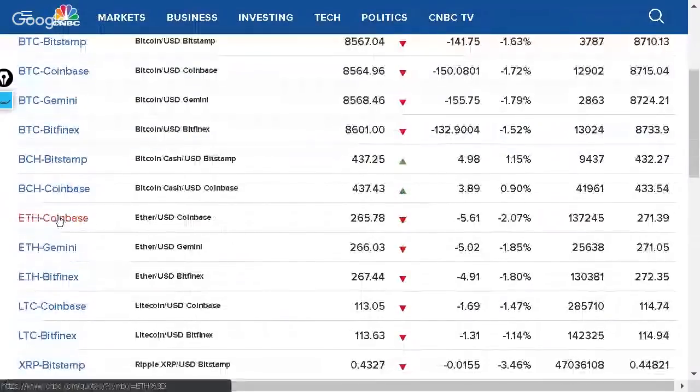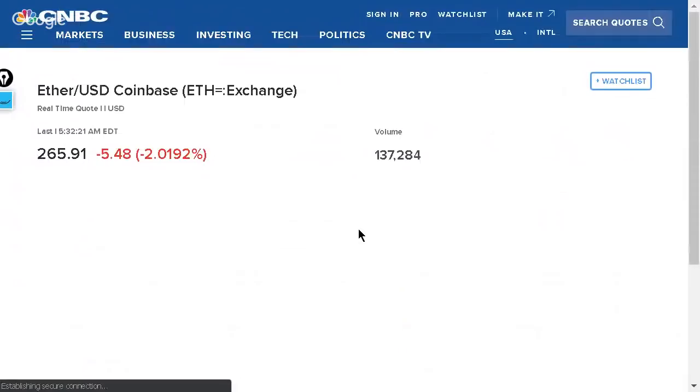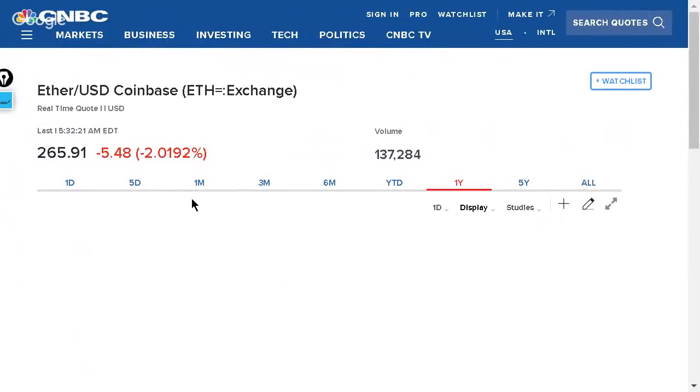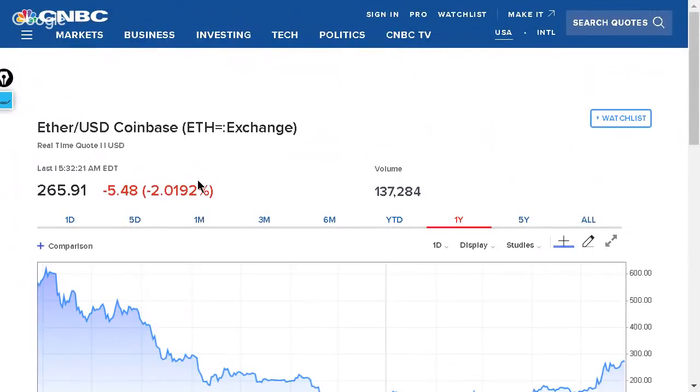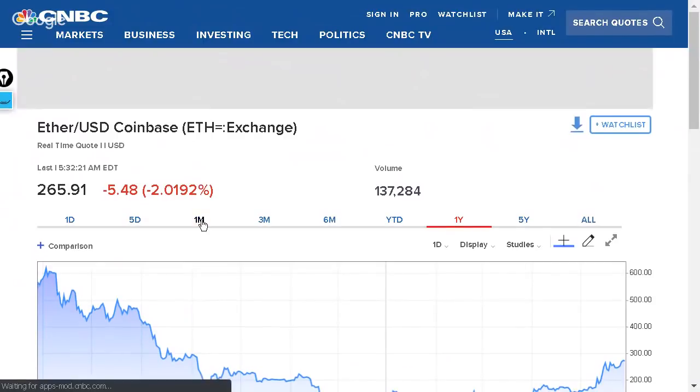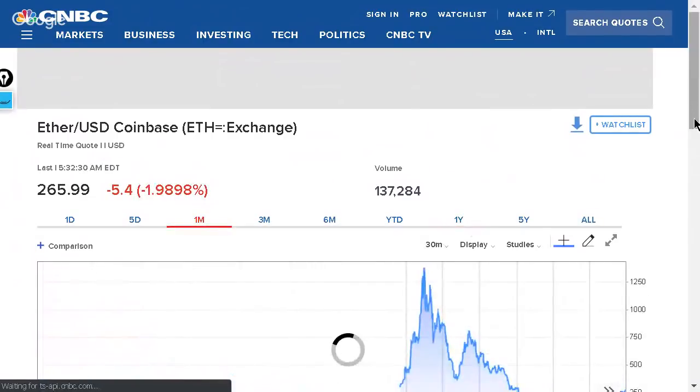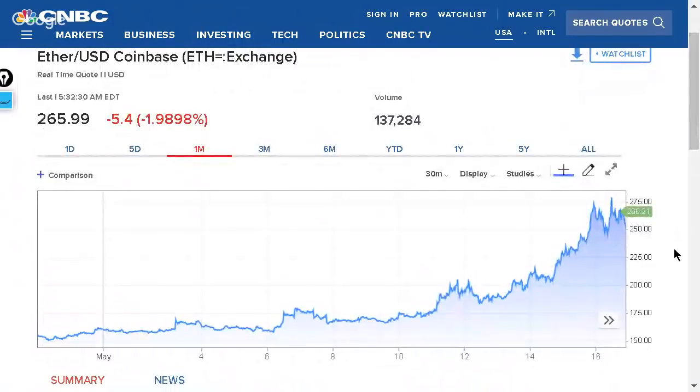Let's also look at Ethereum. We use the Coinbase graph. These are going to be about the same graph because these things follow each other very closely, at least the major cryptocurrencies. So here's the 1 month of that. Practically the same chart as Bitcoin.